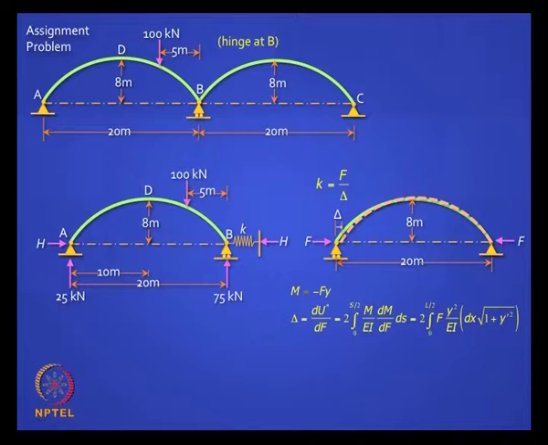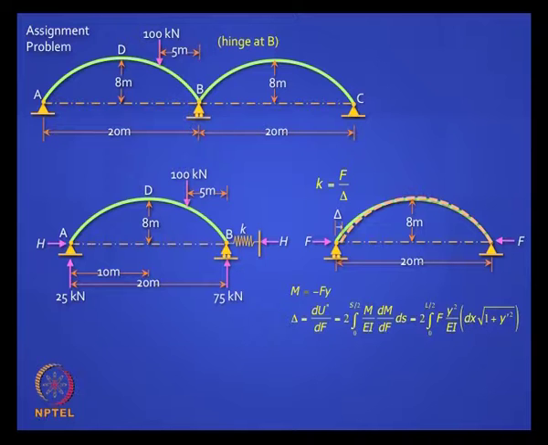And if you bring in Castigliano's theorem, delta is dU star by dF, which you can write in this form, agreed. You need to integrate only on half because it is a symmetric arch. Now M is nothing but minus Fy and dM by dF will therefore be minus y. So we want to take this format.